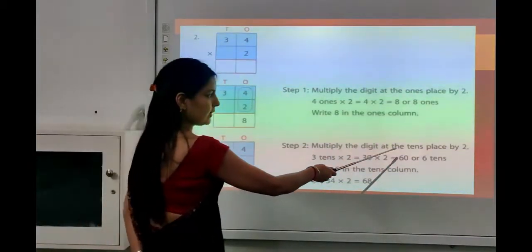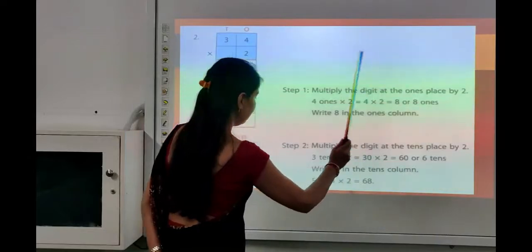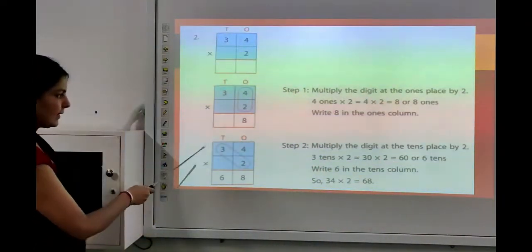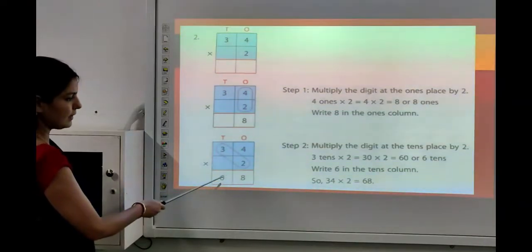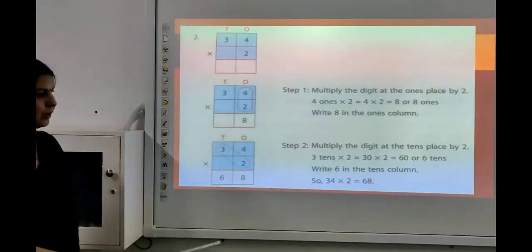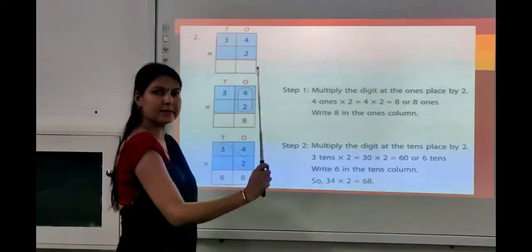Now step 2. Multiply the digit at tens place by 2. Here 3 is at tens place, so we will multiply 3 by 2. It will be 6, so 34 multiplied by 2 is 68.